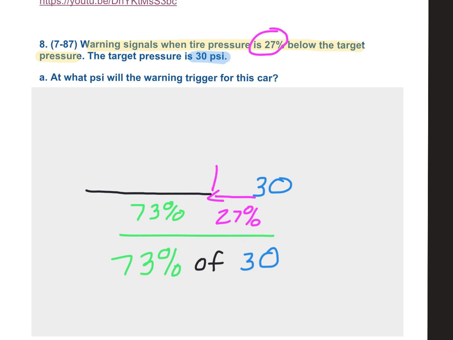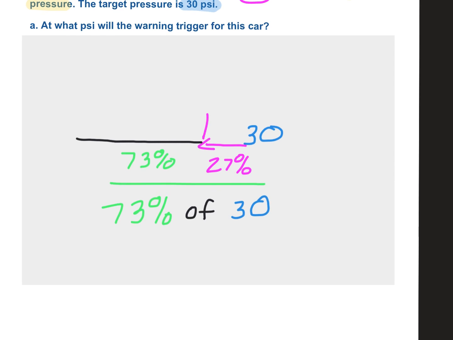So remember how to find the percent of a number. We need to turn that 73% into a decimal. Of is a code word that we use for multiplication. So if we do just 0.73 times 30 for part A, we should get 21.90.